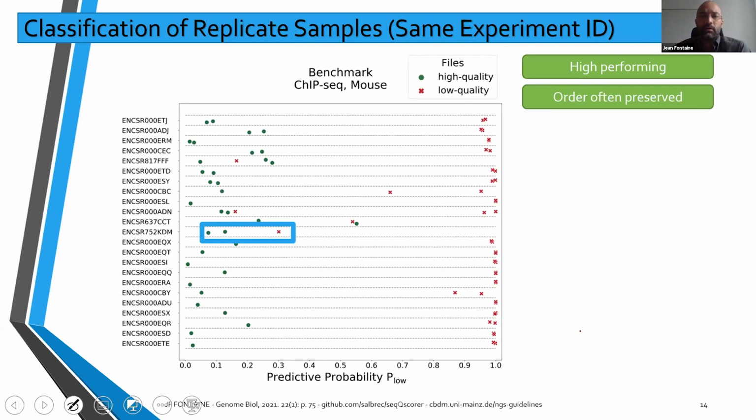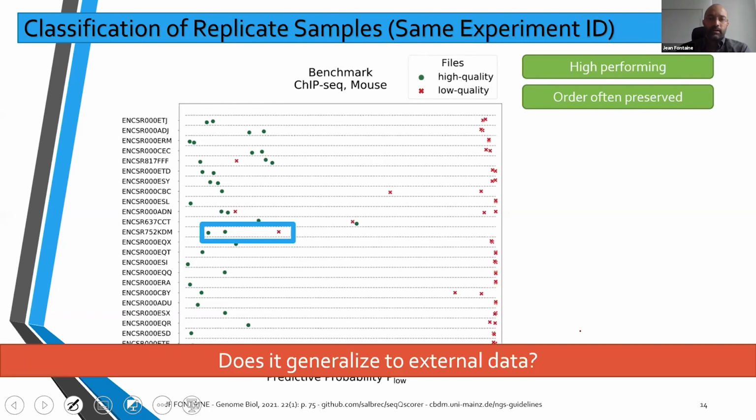And in the article, you will see the results for the other subsets. Yes, basically it's working very well, not perfectly, but what was interesting is that in this blue rectangle, the order is preserved, even if the red crosses are not exactly at the very right on this plot. So basically this is working. And a very big question is next: does it generalize to external data?